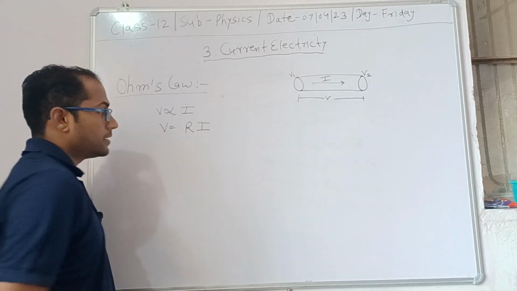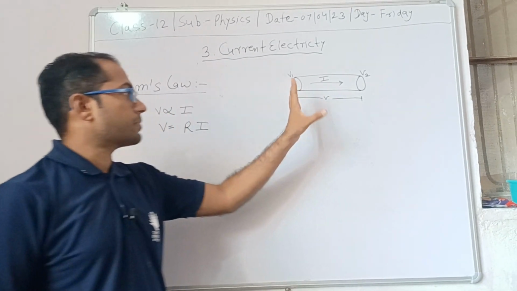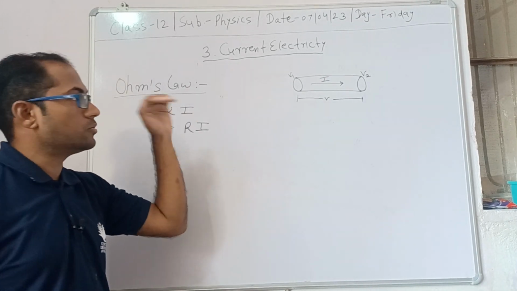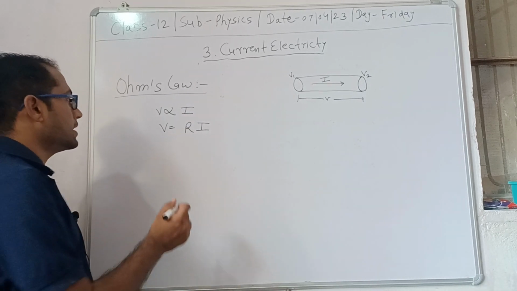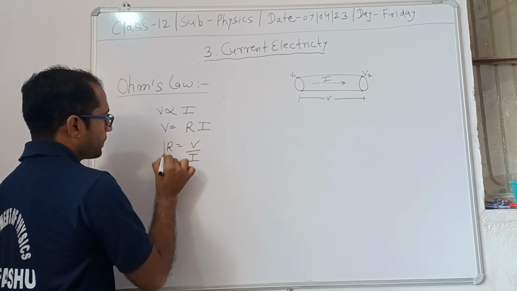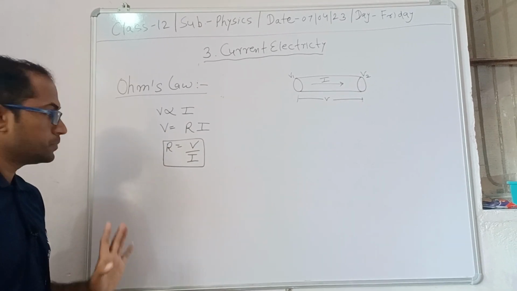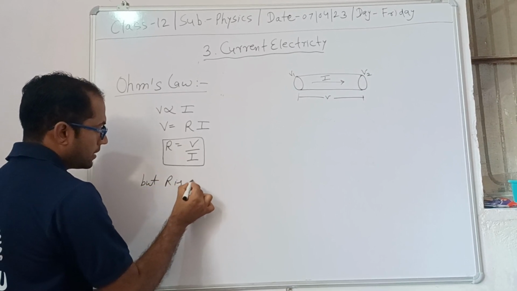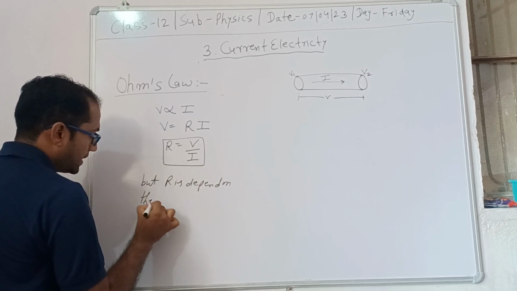which is basically the resistance of the conductor, because this conductor is a metal surface. A metal surface does not let the charge flow easily. It produces some resistance for the charge, so this resistance R equals V upon I. R equals V upon I. This is the basic formula of Ohm's law, but R depends on the material.